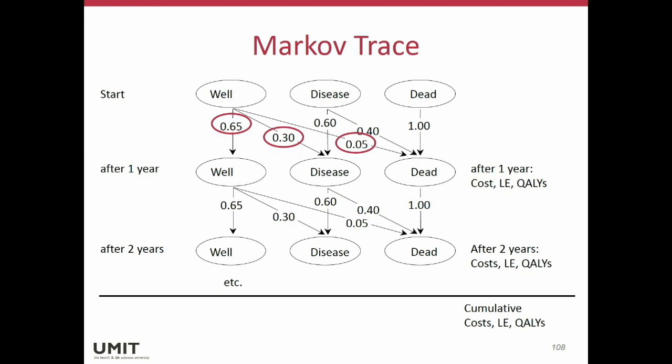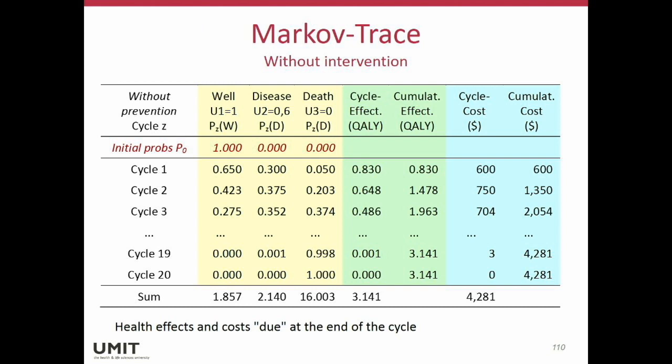Yeah. This is an important point. This is what we defined here, written in red, the initial probability. So this is the distribution of your population among the health states at the beginning of the simulation. And we started with all of them being well.